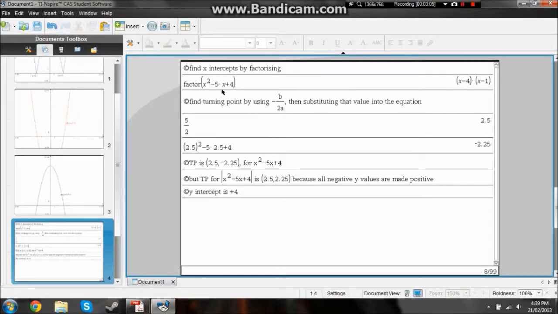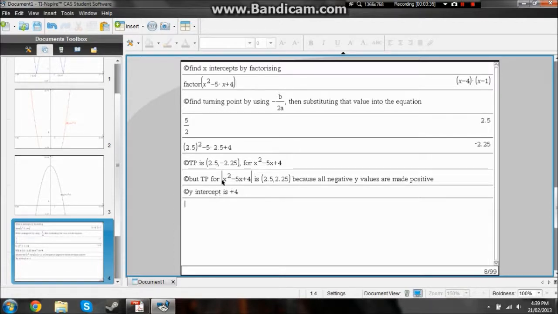So b is this part in here, negative 5, so negative b is positive 5 over 2a. There's no coefficient of x squared, so a is just 1, so 5 over 2a is 2.5, and that's the x position of the turning point. Then if you put that back into the equation, you'll find the y, so you get negative 2.25, so that would be the turning point, 2.5 and negative 2.25, but that's for the non-modulus version.